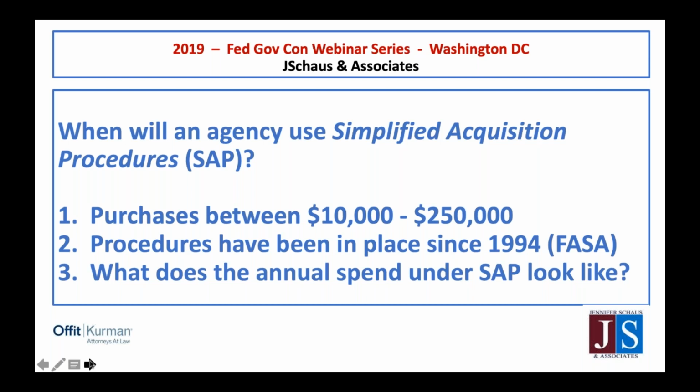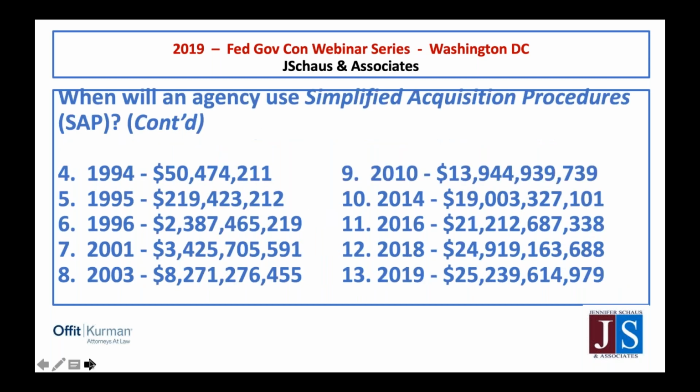What does the annual spend under SAP look like? Mallory, if you could advance the slide. Okay, so this is interesting. This is what it looks like. When FASA went into place in 1994, about $50 million worth of goods and services were purchased by the government using the simplified acquisition procedures that were in place at that time.